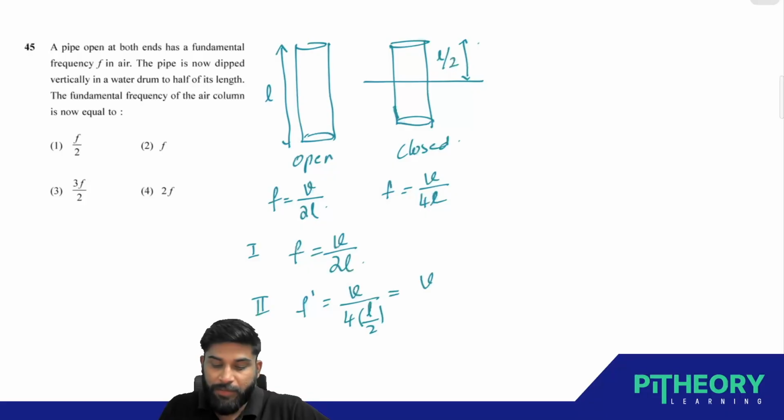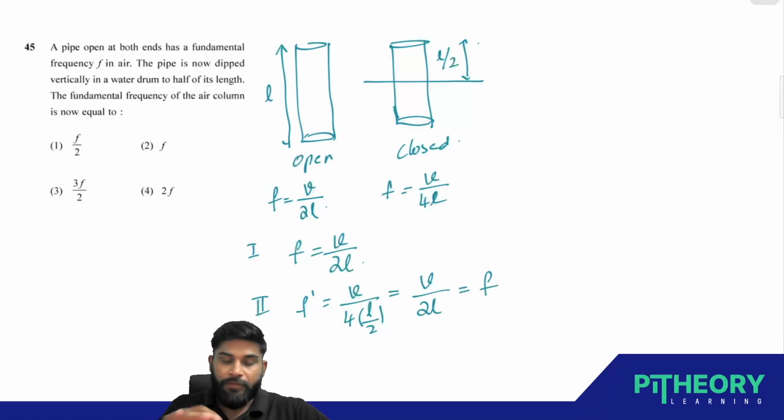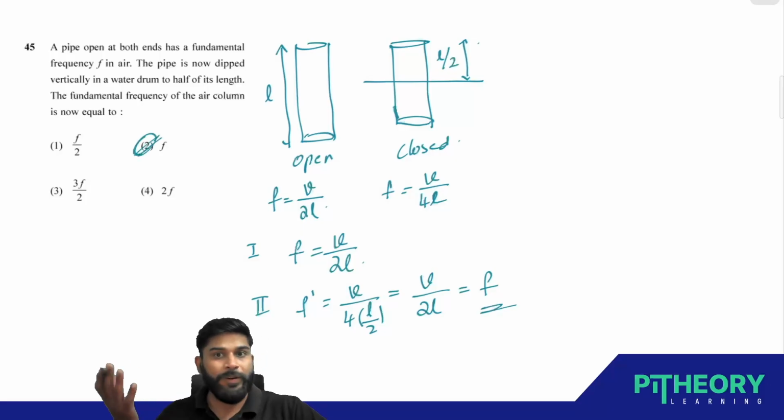So this will be V by 4, the 4 cancels with the 2, and you'll be getting 2L only. So here we are getting this equal to the fundamental frequency in the case of open pipe only. So your final answer will be option 2, that is equal to 4 only.